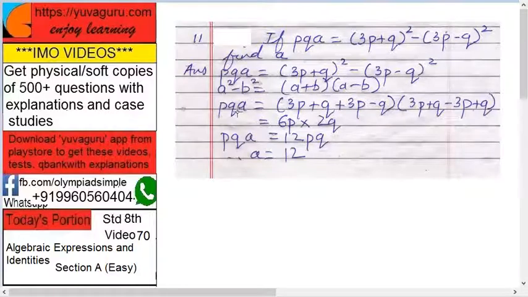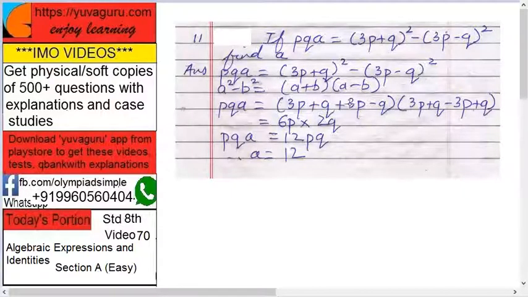So what we have, pqa equals (3p plus q) the whole square minus (3p minus q) the whole square. Now a square minus b square, that is (3p plus q plus 3p minus q) into (3p plus q minus 3p plus q). See here, a minus b, minus 3p, and this minus minus becomes plus. Okay, now solve this again.